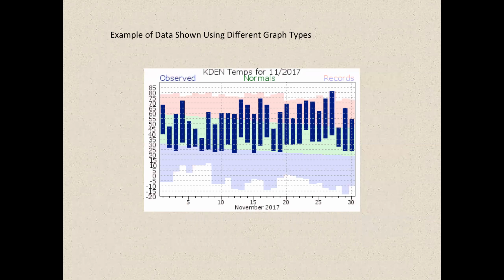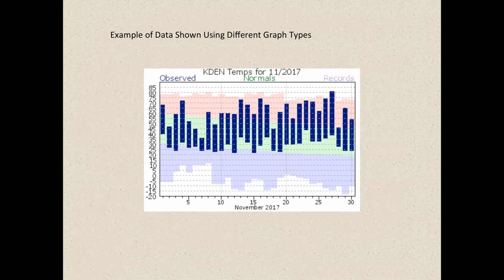I think I'm pretty close to done. So maybe I'll run through just a few more slides I put together today. I teach meteorology, so I have some data here on temperatures here in Denver for the past month. So this is the month of November.